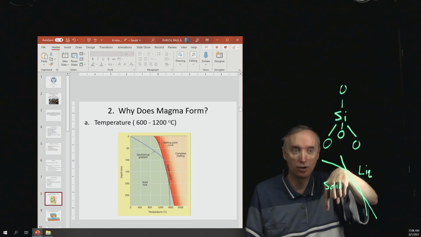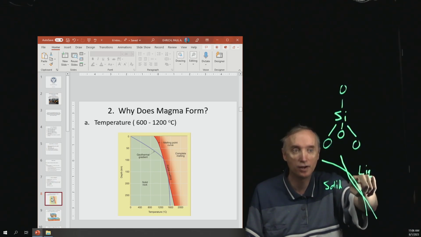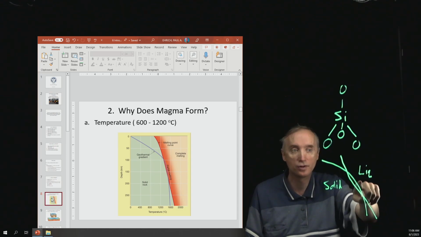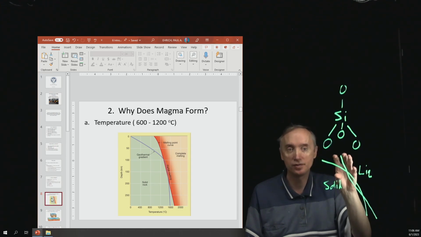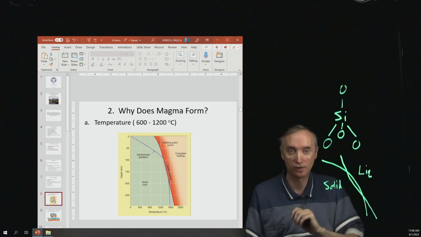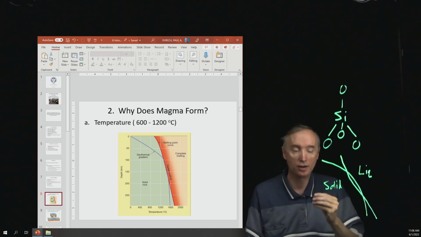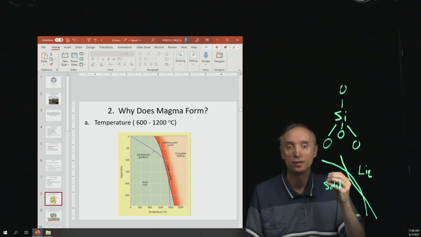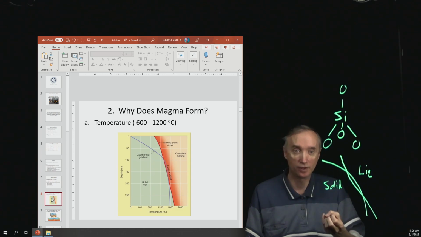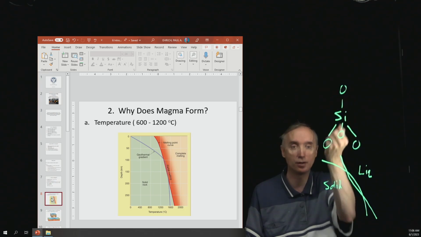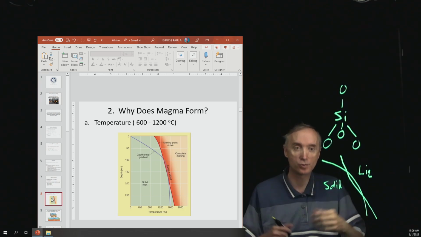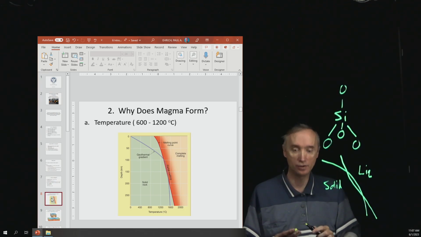But the deeper you go, eventually you start to reach an area where the rocks turn into a liquid. So this is going to be in the asthenosphere. This is the area of the Earth where the rocks have been liquefied, and then material from that asthenosphere is going to rise up to the surface, and that's where we're going to get our volcanoes from.